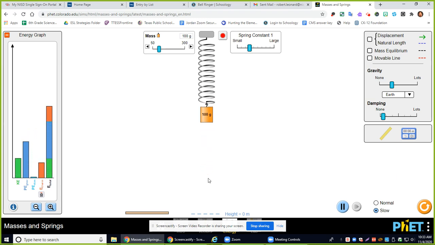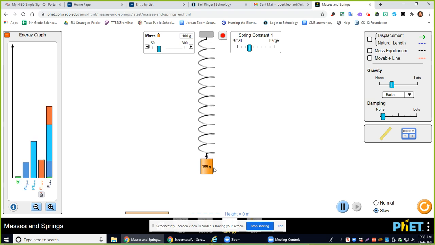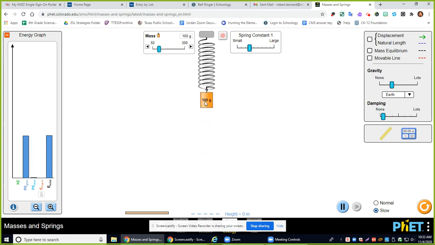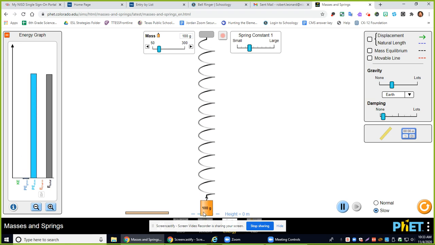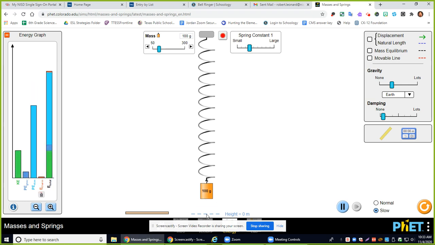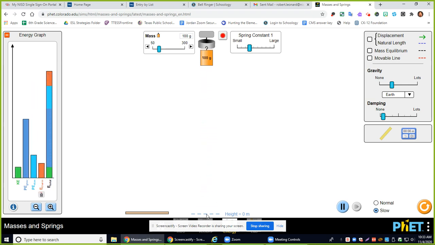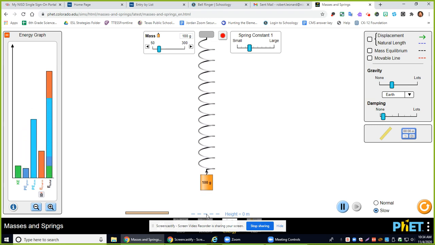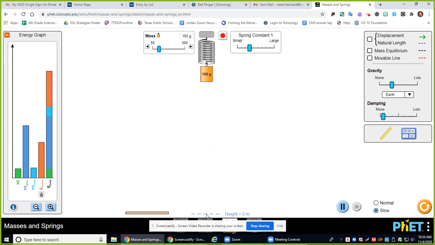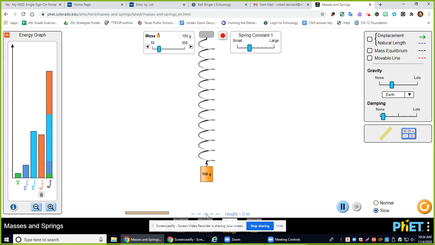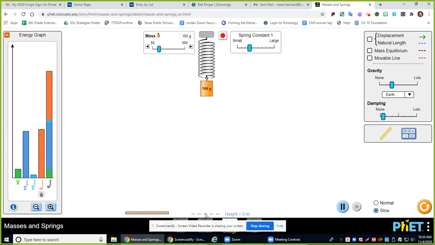So this is actually a fairly complicated system, but with that being said, up here it has gravitational potential energy. Down here it has elastic potential energy. And in the middle, it has kinetic energy. Okay, so it's going back and forth between gravitational potential energy and elastic energy. Okay?